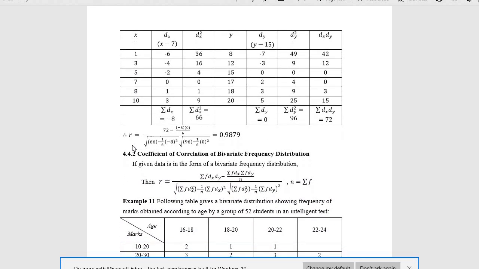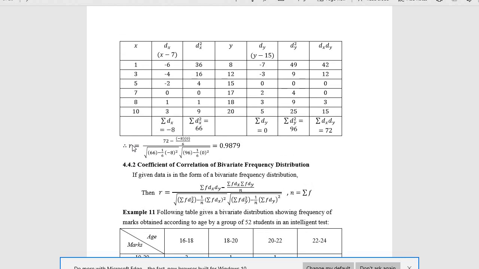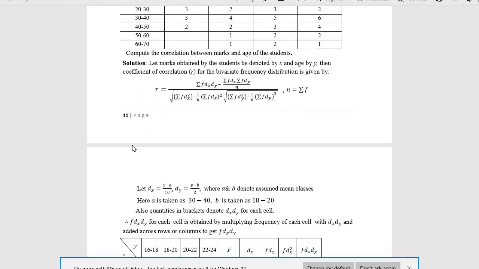Some examples are narrated here. Bivariate is not in our syllabus. Section 4.4.2 is not in our syllabus. Don't worry, leave 4.4.2, it is not in our syllabus.